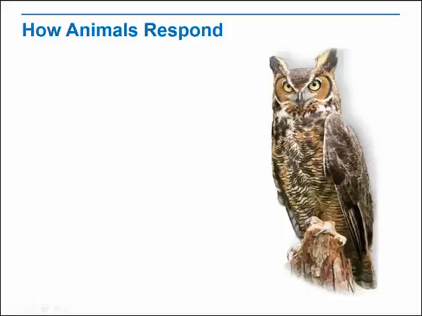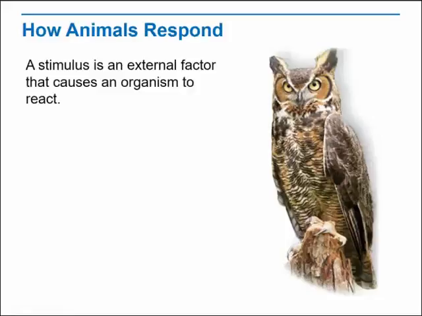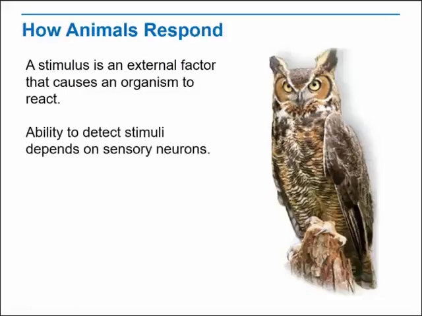An external factor in the environment that causes an organism to react is called a stimulus. Light, heat, and molecules in air or water can serve as stimuli. The sound of your phone ringing on a Friday night is a stimulus. An animal's ability to detect stimuli depends on specialized cells called sensory neurons. Each type of sensory neuron responds to a particular stimulus such as light, heat, or a chemical.